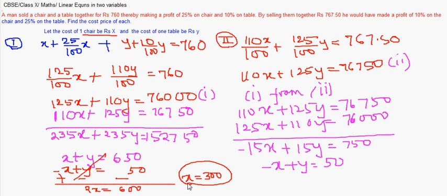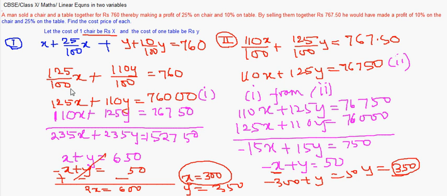If each share costs 300, let me just put it up here. So it is minus 300 plus y is equal to 50. So y is equal to 350. So the cost of each table becomes 350. The more important part in such word problems is not the solving, it's more about getting the equations right.